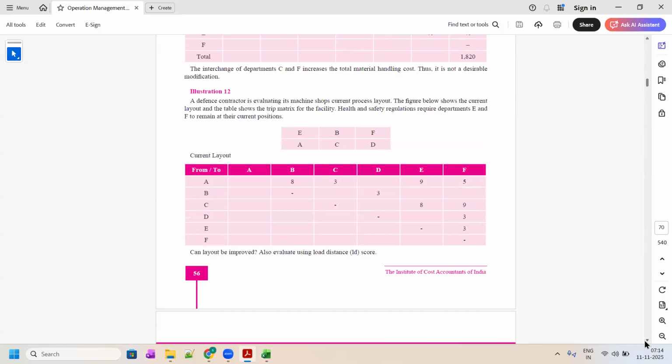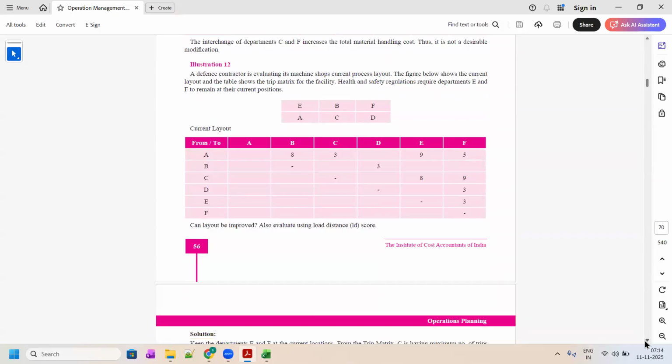Going further, this is illustration 12. Here it is given that a defense contractor is evaluating its machine shop's current process layout. The layout is given, so we can assign row number and column number. E would be 1 1, B would be 1 2, F would be 1 3, A would be 2 1, C would be 2 2, and D would be 2 3. Correct? So here the layout is given.